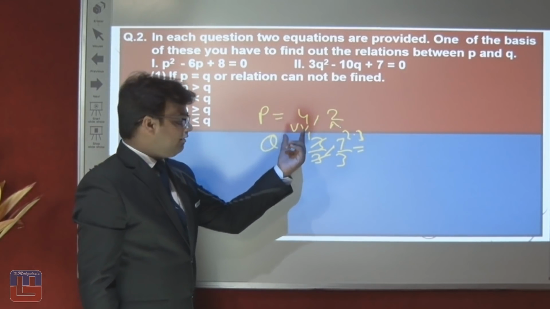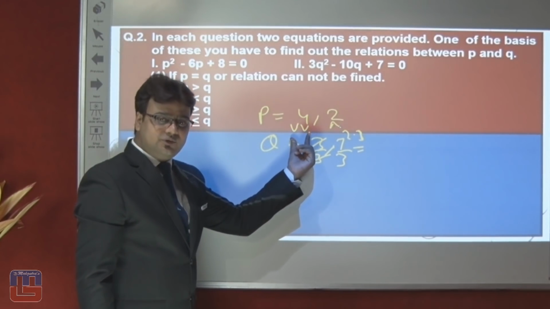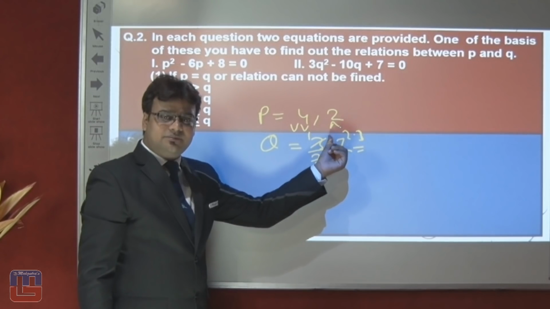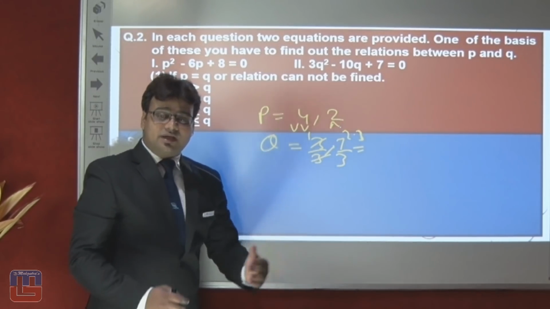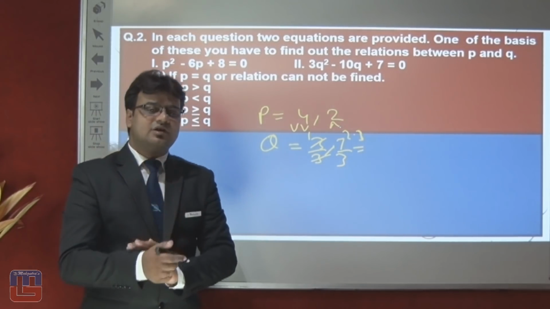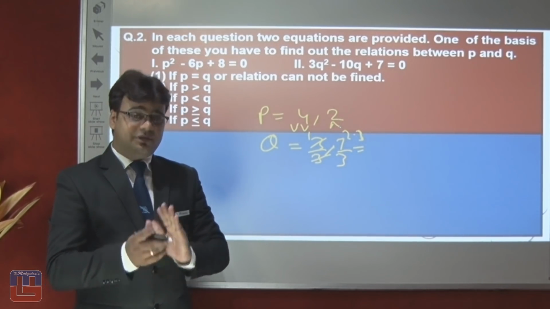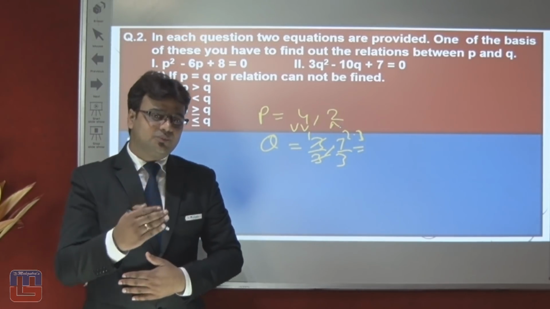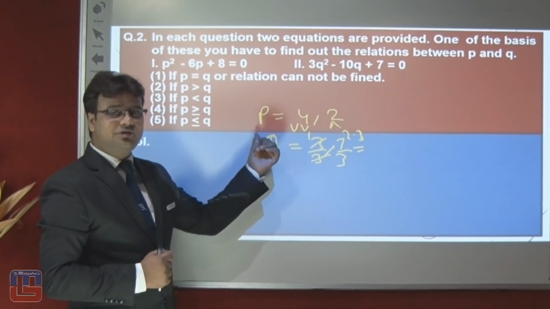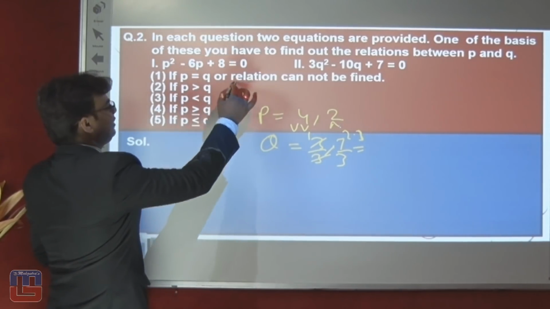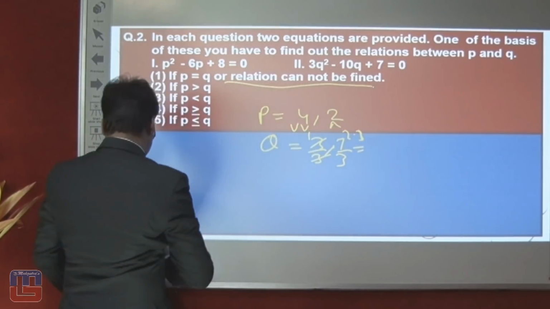That means two cases represent P is greater than Q and one case represents Q is greater than P. In that type of case we cannot judge which relation is correct, whether P is greater than Q or Q is greater than P. So in that type of case we just say the relation cannot be established.